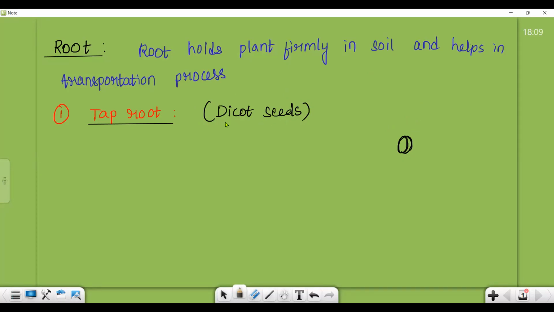Di means two. Cot means cotyledons, where each half is a cotyledon. No need of learning that. Just remember that a seed which you can make into two halves is a dicot seed. Each half is generally called a seed leaf. So you can also say a seed with two seed leaves is called a dicot seed. Whichever plant has a dicot seed in its fruit shows which system? Taproot system. So dicot seed means seeds with two seed halves, or we can say two seed leaves.